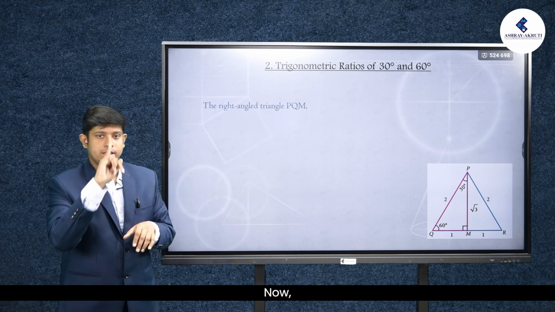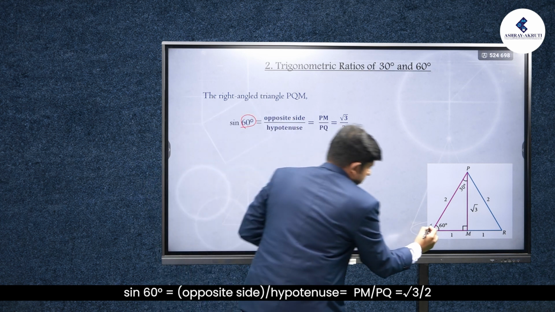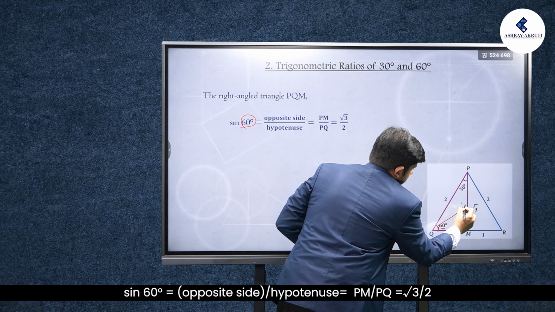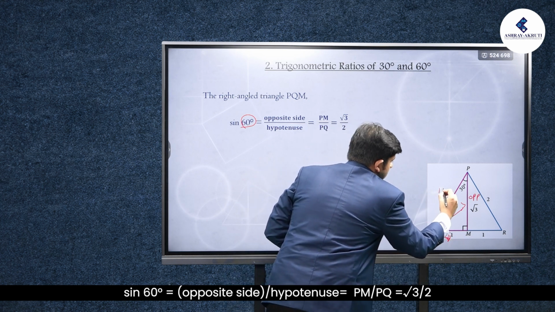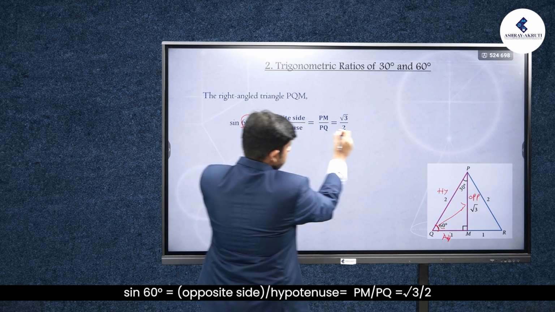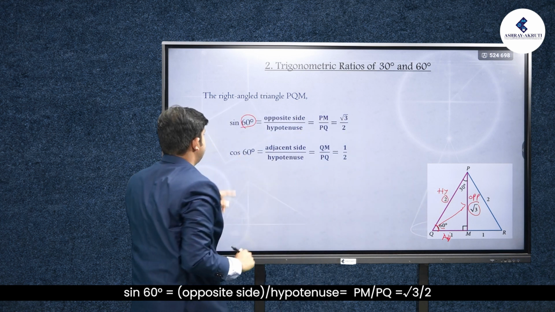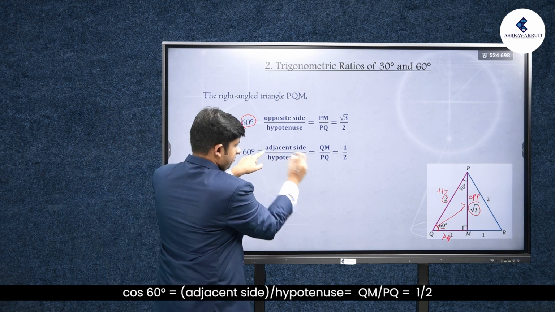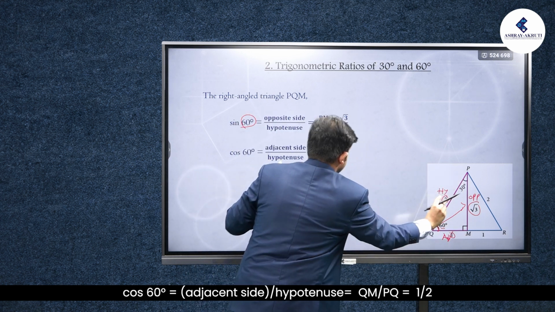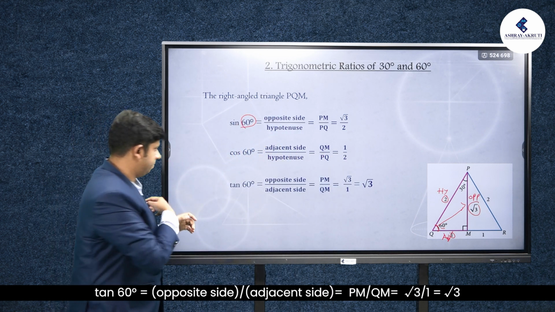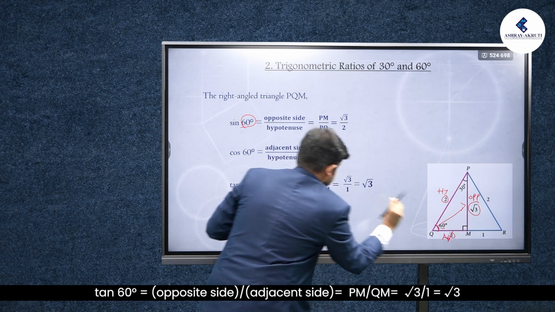Now, sin 60 degrees is equal to opposite side by hypotenuse. That is equal to PM by PQ, that is equal to root 3 by 2. Cos 60 degrees is equal to adjacent side by hypotenuse, that is QM by PQ, that is equal to 1 by 2. Tan 60 degrees is equal to opposite side by adjacent side, that is PM by QM is equal to root 3 by 1, which is equal to root 3.